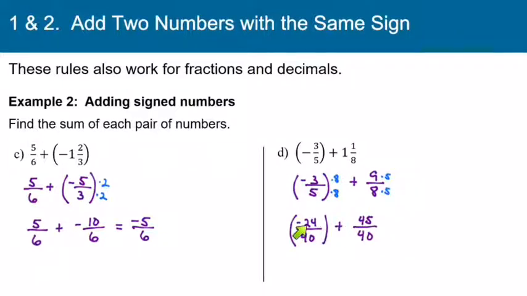Okay, now I have negative 24 plus 45. And I know that these are different signs. That means I'm going to have to subtract. The difference between 45 and 24 is 21. 45 minus 24 is 21. The larger number is positive, so the answer is going to be positive, and the denominator is 40. So we end up with 21/40.